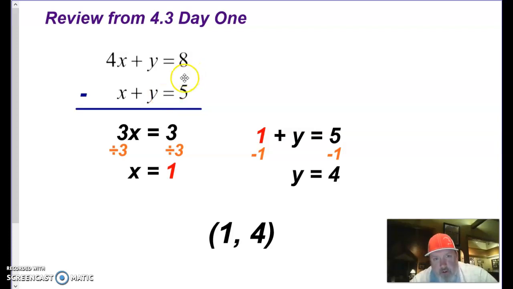So if you remember back to day 1, if the variables are already the same or opposites, then we look to add or subtract. So here, the y values in this system are already the same. So we can subtract, no need to multiply. 4 minus 1x is 3x. 8 minus 5 is 3. So we can divide, and x is 1. I'll plug that into this equation right here. So 1 plus y is 5. Subtract 1 and y is 4. So now I have x and y, and I can write my ordered pair.